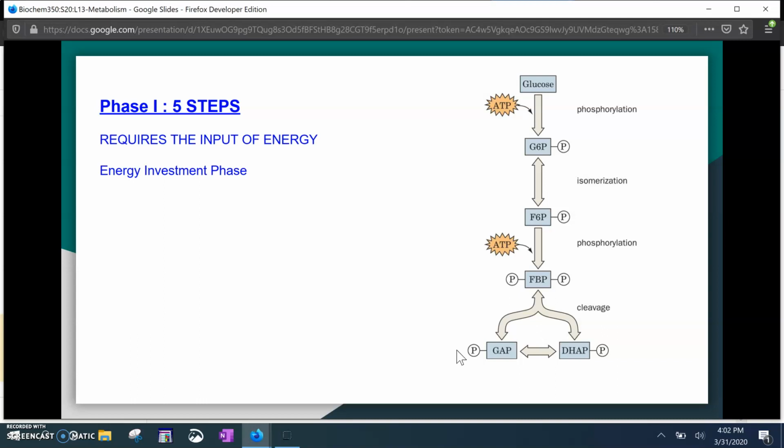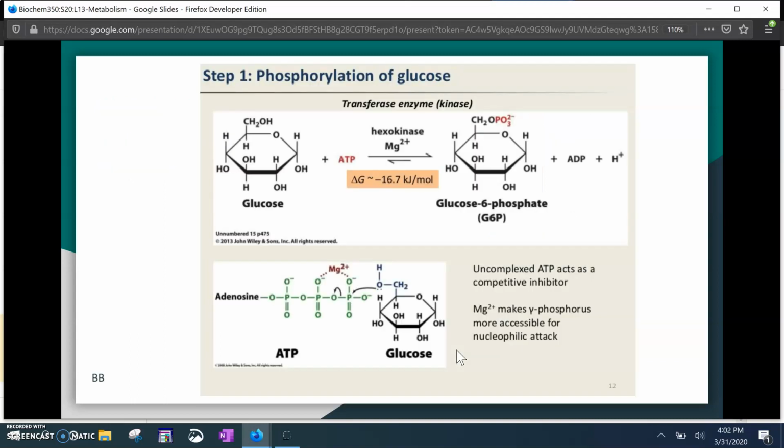The first step requires the input of energy. So this is called the energy investment phase. We're actually going to burn an ATP. So, phosphorylation of glucose. The first glucose molecule reacts with ATP using an enzyme called hexokinase and creates glucose 6-phosphate. Hexokinase is an enzyme that transfers a phosphate group from the ATP to the glucose 6 carbon to make glucose 6-phosphate. On the bottom, I'm not really going to talk so much about magnesium, but just that the magnesium is part of the reason for nucleophilic attack, for those of you that have had organic.